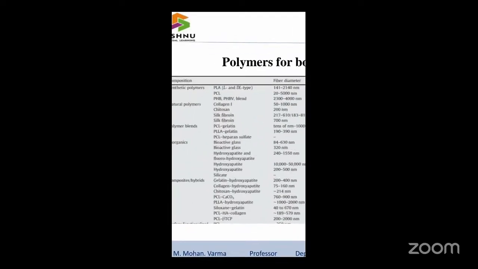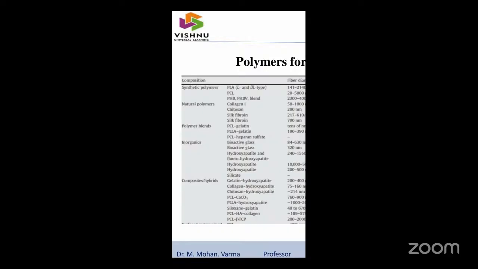Various types of polymers have been employed in bone tissue engineering studies, like synthetic polymers, polylactic acid, polyepsilon caprolactone, natural polymers like chitosan or silk fibroin, polymer blends like polyepsilon caprolactone and gelatin, inorganics like bioactive glass, hydroxyapatite, and even silicate, composites or hybrids like gelatin hydroxyapatite, chitosan hydroxyapatite, siloxane gelatin, polyepsilon caprolactone, beta tricalcium phosphate.